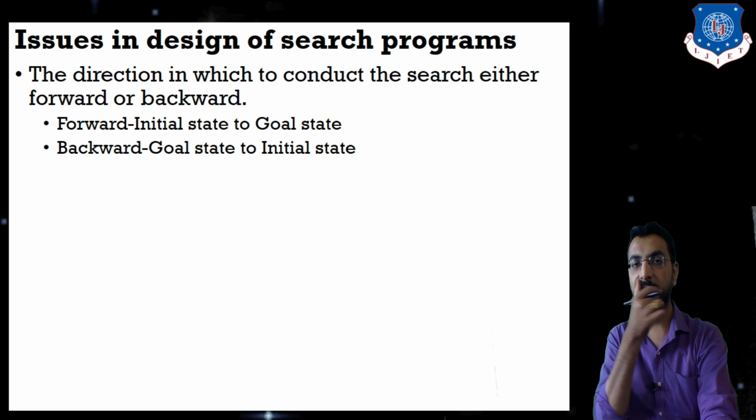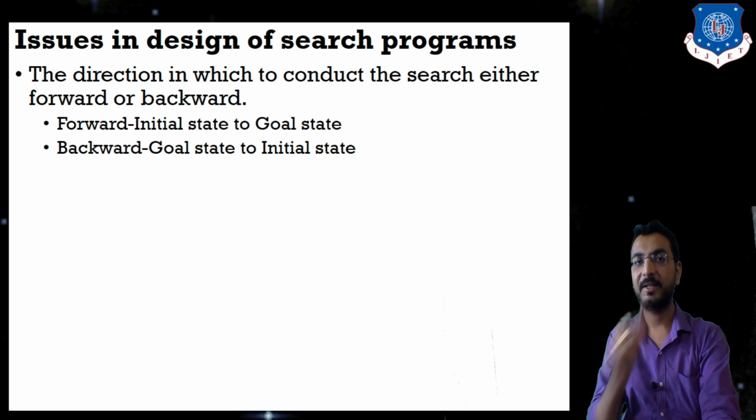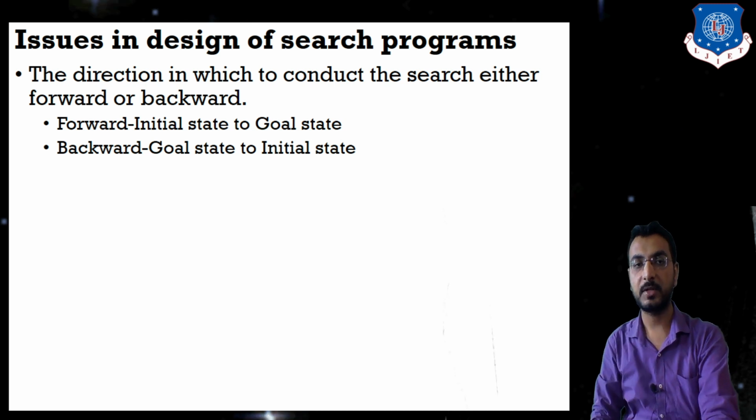See, the first issue that we will study is the direction in which to conduct the search procedure, that is forward or backward. If we are given some problem, then should we move in forward direction or in backward direction? That means we should reach from initial state to goal state or from goal state to initial state. In some cases it may be easier to think our path in reverse direction. If we think our path in reverse direction, then it may give some clues so that we will be able to easily reach the final goal state.